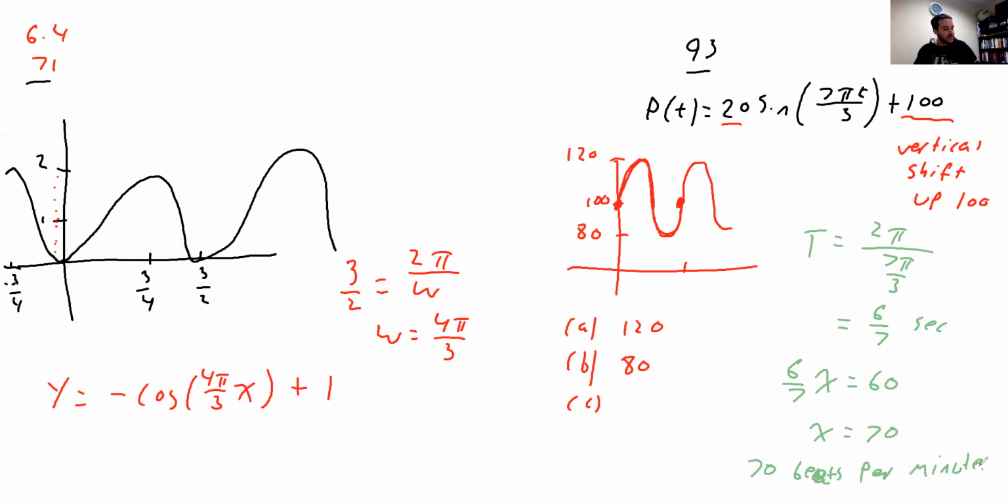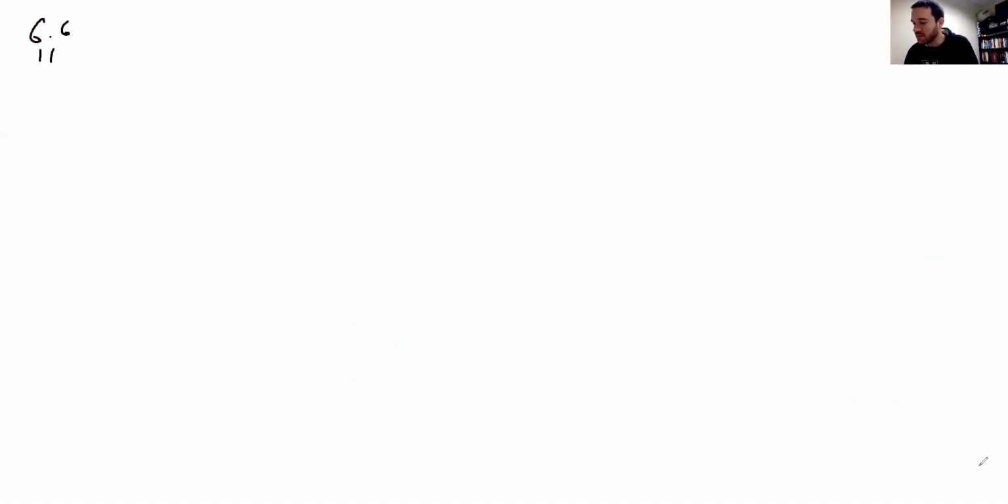Then you guys had a few questions on 6.6 on the phase shift stuff. So let's go over there. The first one we're talking about was 6.6, number 11, which was y equals 4 sine of (pi x plus 2) minus 5. And the question's to find the amplitude, the period, the phase shift, and graph the function.